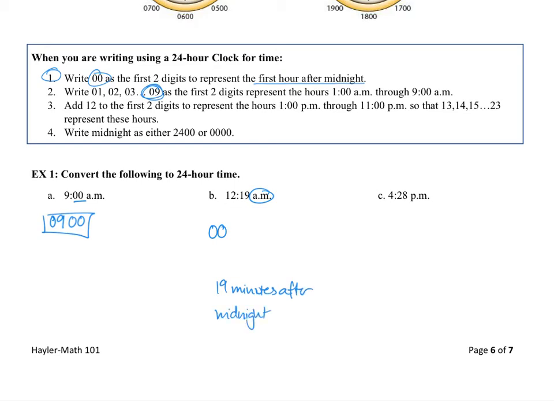So it's just going to be 0019. 19 minutes after midnight. All right, and then C.